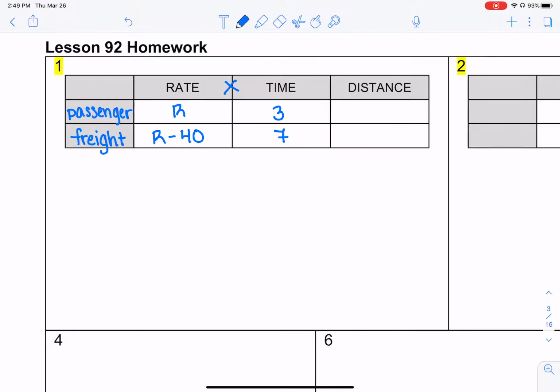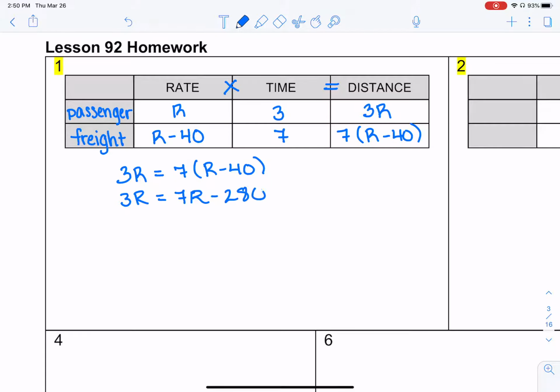Remember that it is rate times time equals distance. So I multiply across and I get 3R. Then I'm also going to have 7 distribute to R minus 40. All right, my two distances are equal to each other. So I set up the first distance, 3R, equal to 7 times R minus 40. Distribute that 7 across, and I get 7R minus 280.